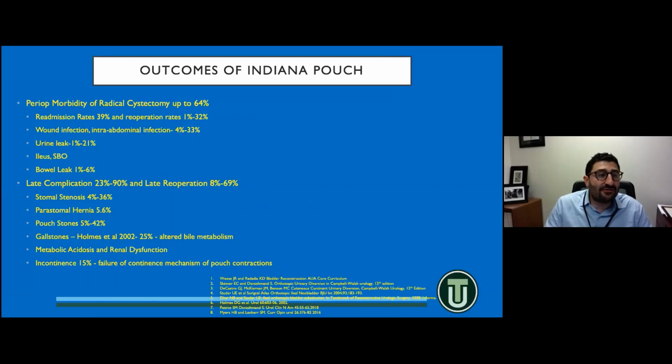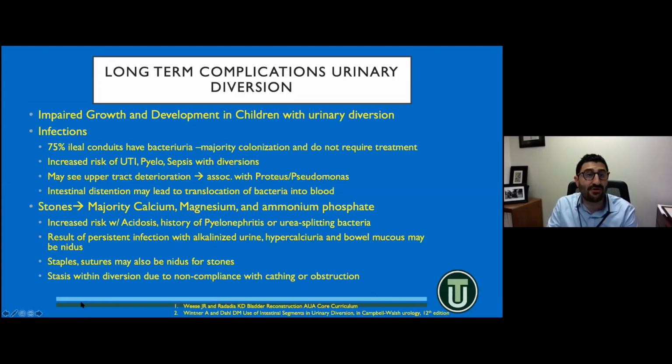And then in terms of outcomes, late complications, you can get stomal stenosis, peristomal hernias as well in the catheterizable channels, pouch stones, gallstones, metabolic acidosis and renal dysfunction, as well as incontinence of what's intended to be a continent diversion. And this can be failure of the continence mechanism or related to contractions of the pouch.